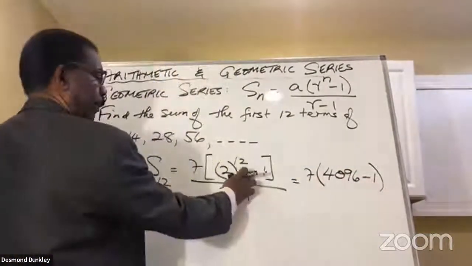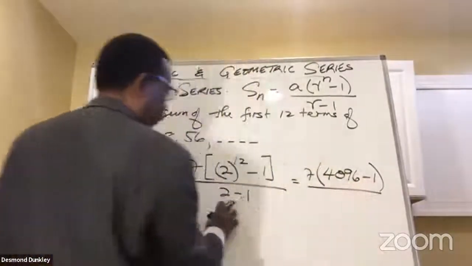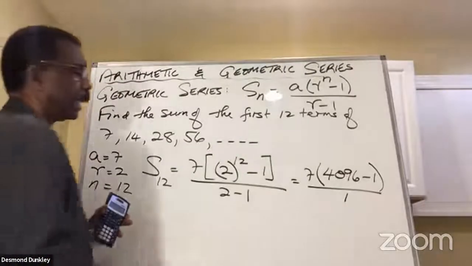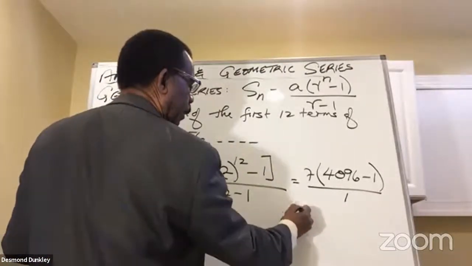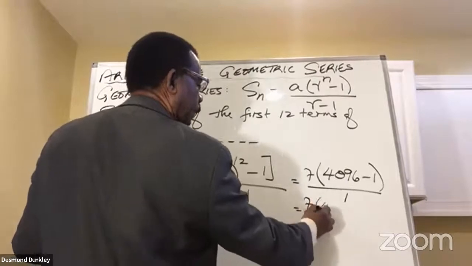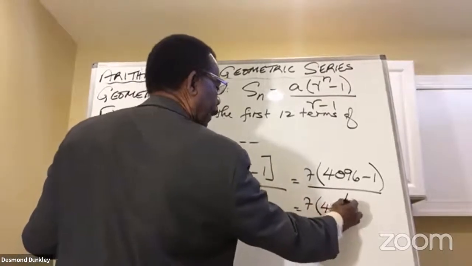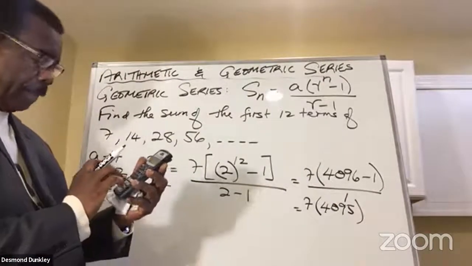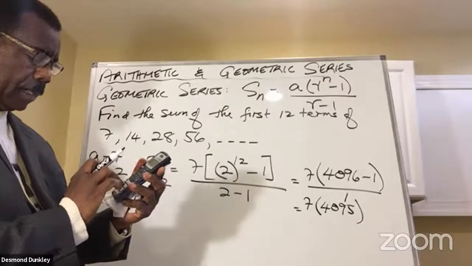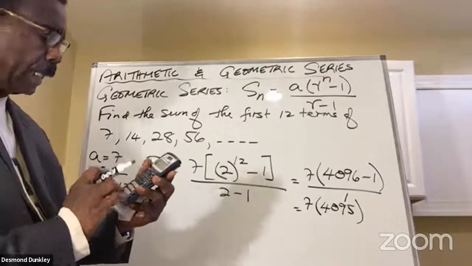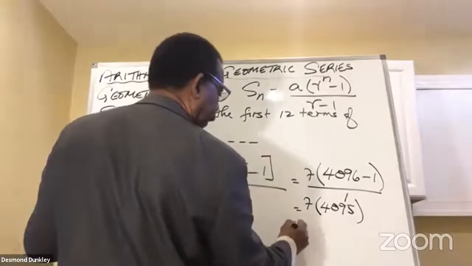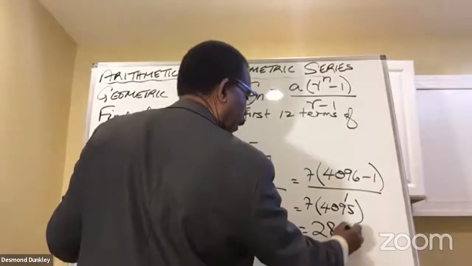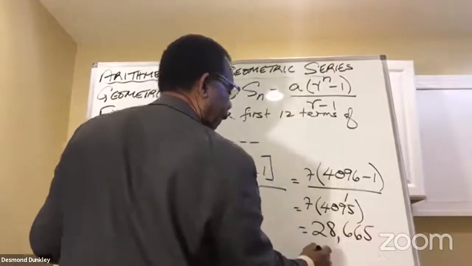Minus 1, see the minus 1, over 2 minus 1 is 1. So do you see that it's going to be 7 times 4095. So therefore it's going to be 7 times 4095. And that's equal to 28,665.